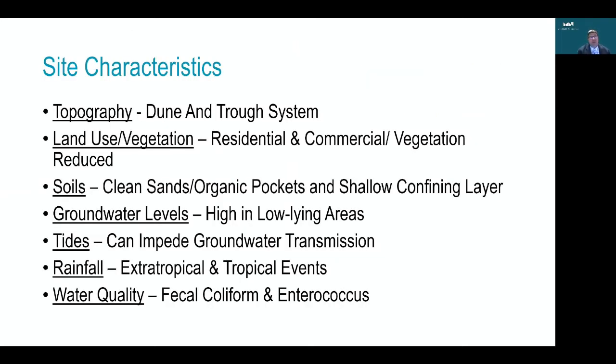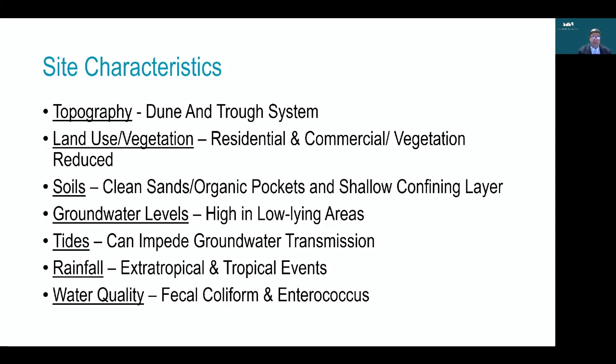What we found in these systems is that the site characteristics are really important to describe, and that's what drives the behavior as well as the response of the systems. With the topography, we normally are looking at a dune trough system. Then land use and vegetation: historically, before development, there was probably a lot of natural vegetation and vegetative uptake. That, of course, has been greatly reduced with development.